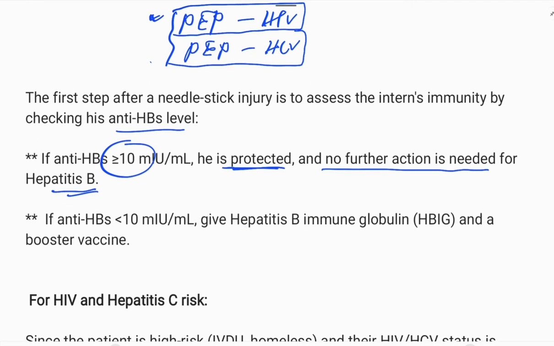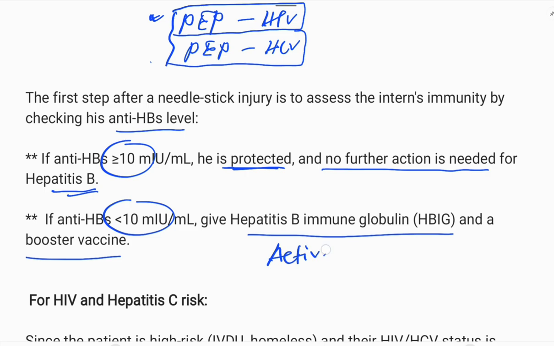But if the anti-HBs antibody level is less than 10 units, the patient needs hepatitis B immunoglobulin plus booster vaccine. That means active plus passive.